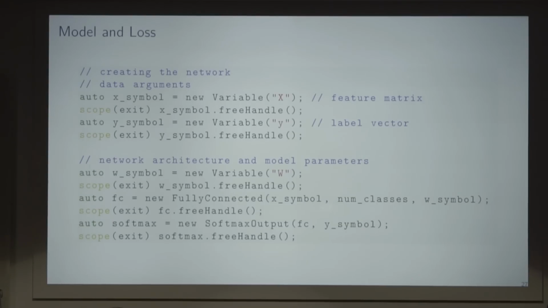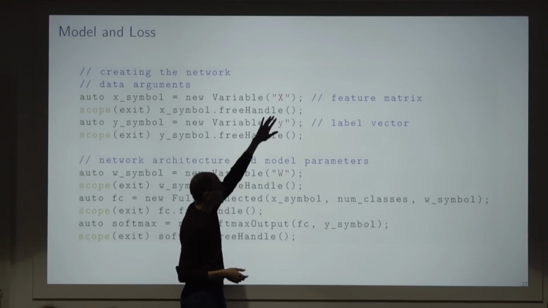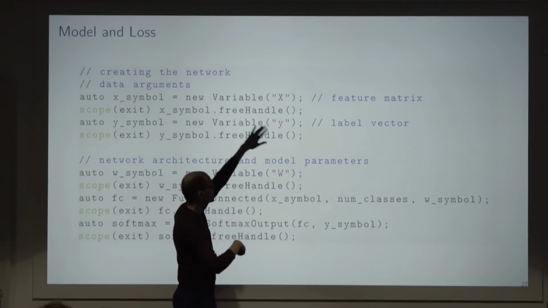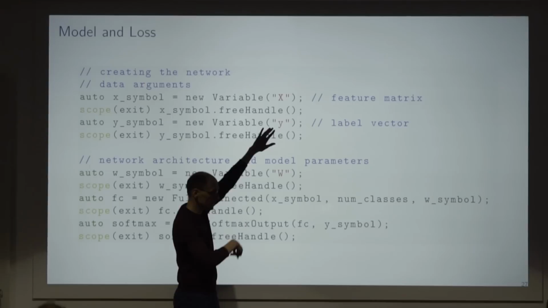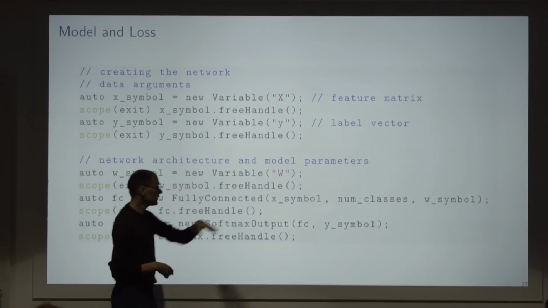So here's now an example. Here I'm defining a symbolic network. This is X. This will be my feature matrix, the matrix that will contain the data points. This is my Y. This will be the labels for each of the data points. Here is my parameter, which is this W.